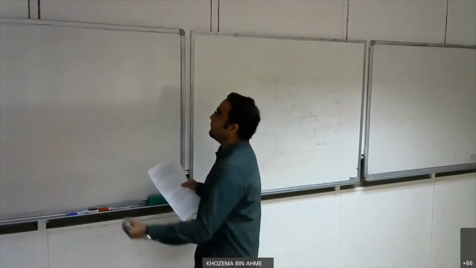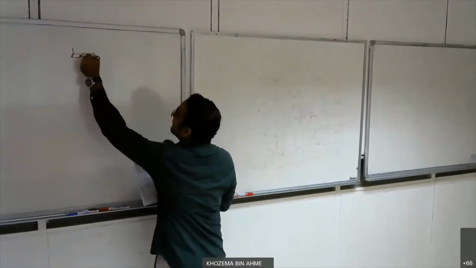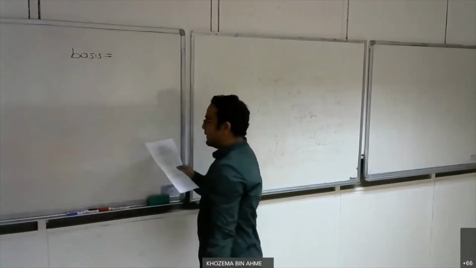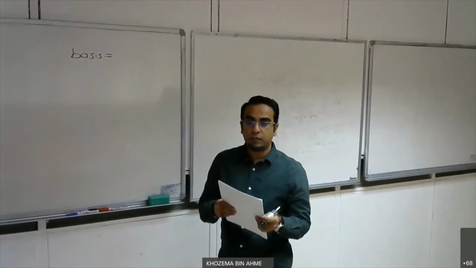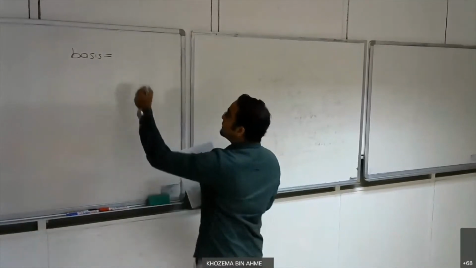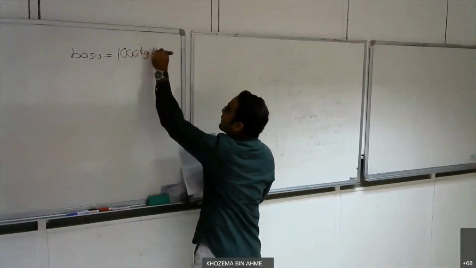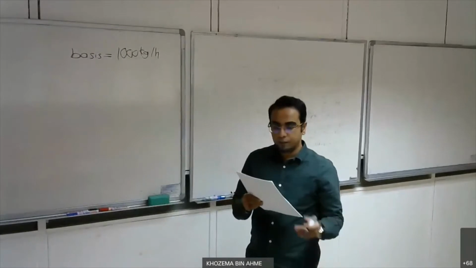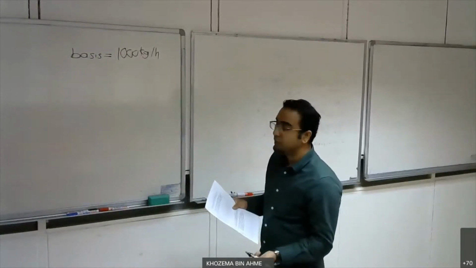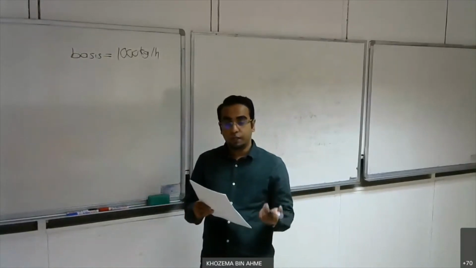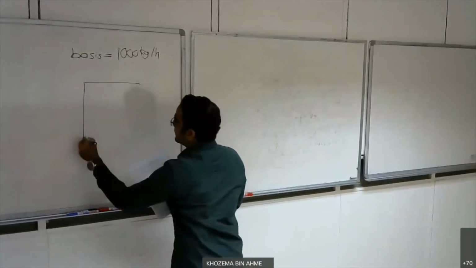So first of all, let's say our basis. Okay, second step, basis. It is given in our question that we have a flow rate of NaOH of 1000 kg per hour. So we can say that our basis is 1000 kg per hour. Okay, and after we know our basis, then the most important thing is to draw and label our flow chart. So again, you can just draw a box.